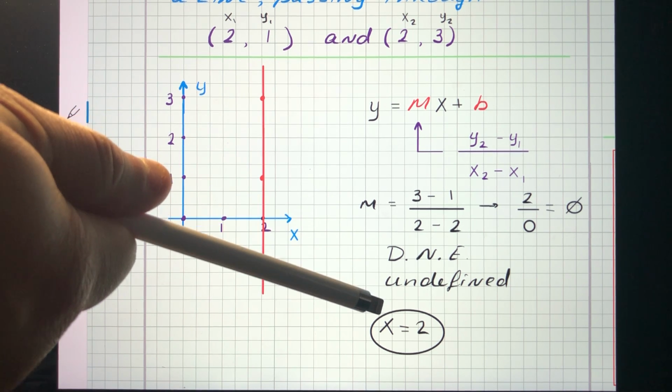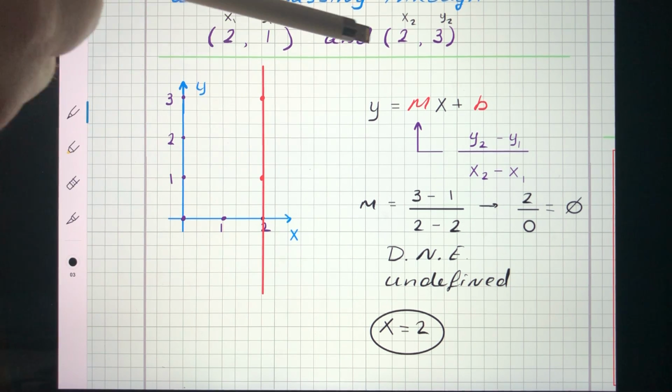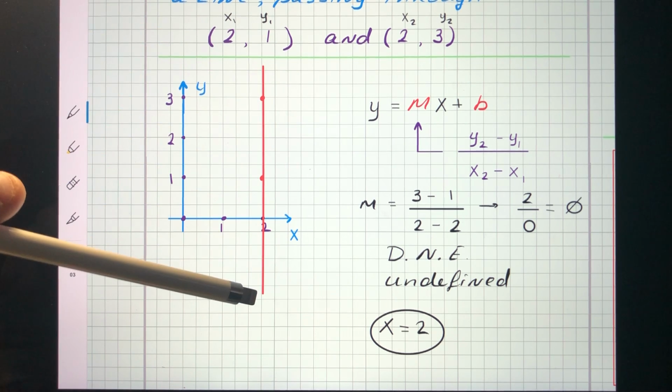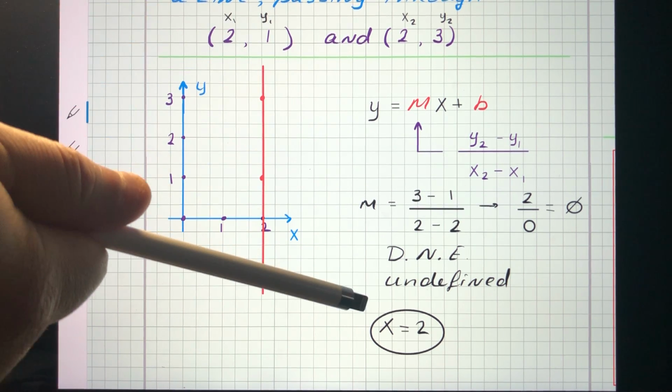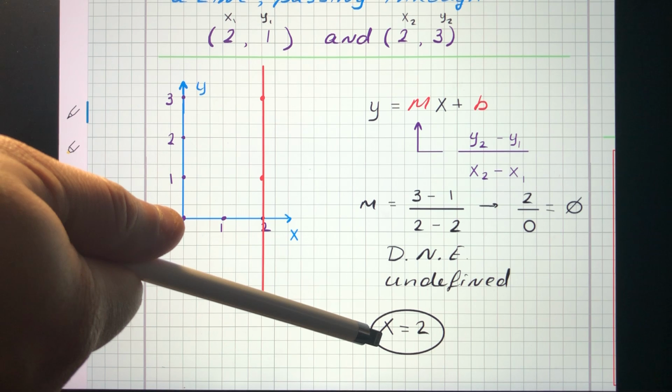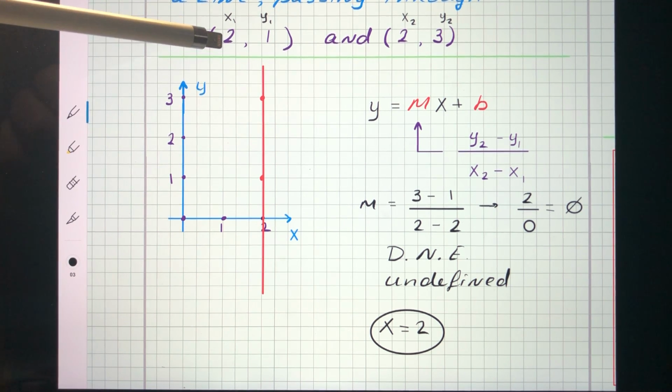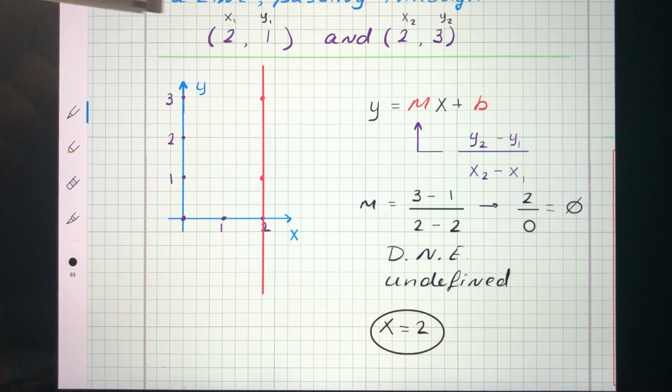So the thing to notice is when the first coordinates are the same, we will get a vertical line. The slope will be undefined, and the equation is going to be x equals the x number, which is the same as the first coordinate of both of the points.